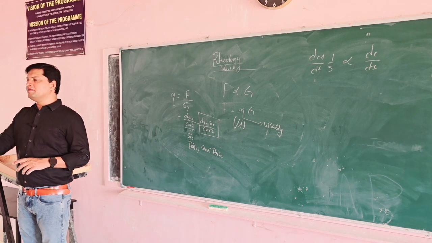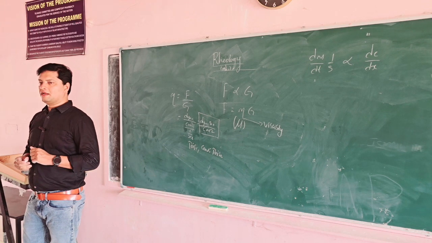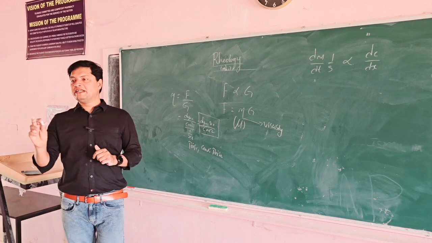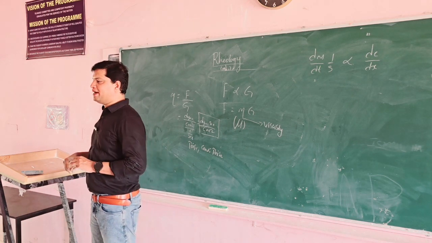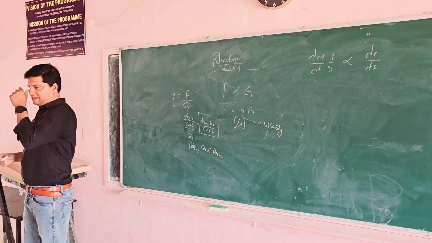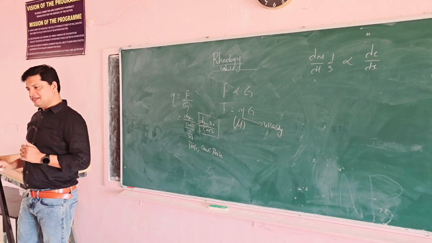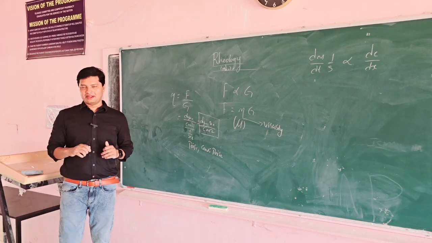Centimeter is 100 into meter or meter divided by 100? It is meter divided by 100. Milli is divided by 1000. Nano is divided by 10 to the power of minus 9. Okay.